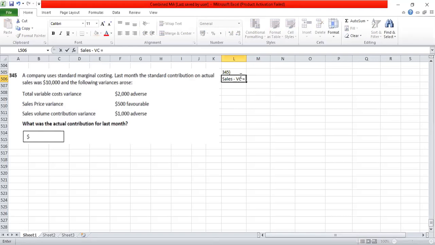Sales minus variable cost is equal to contribution, isn't it? The sales price variance is 500, volume variance is 1,000 adverse, then variable cost variance is 2,000 adverse. The first line says that last month the standard contribution and actual sales was 10,000. Okay, so the standard contribution and actual sales is 10,000, but now there are certain variances which took place.